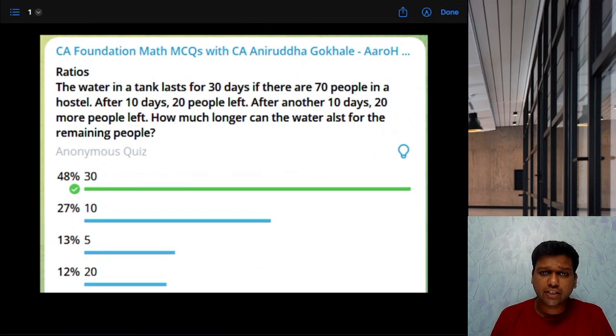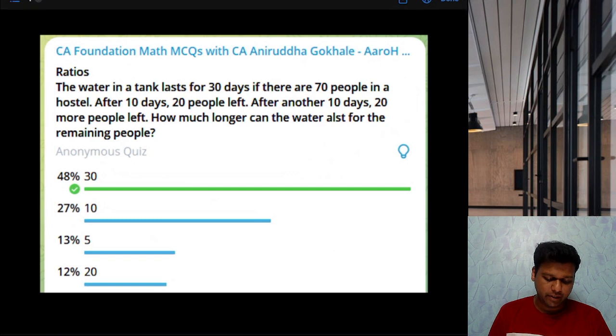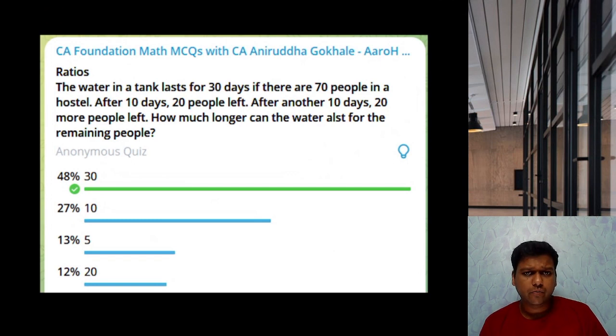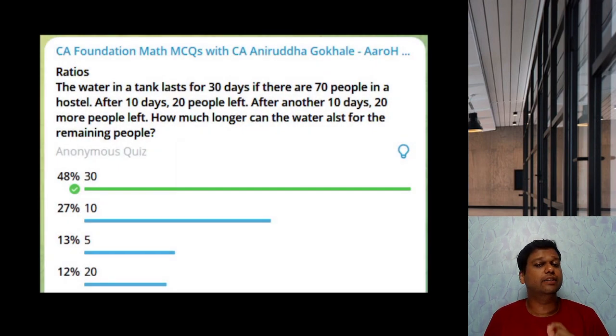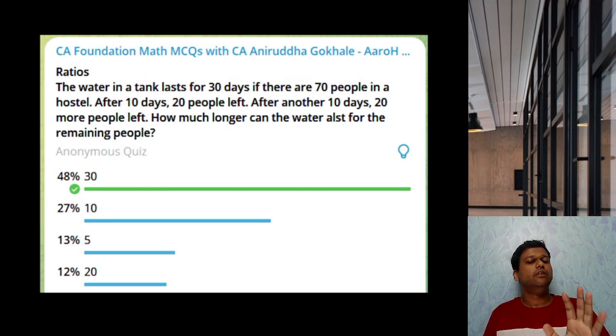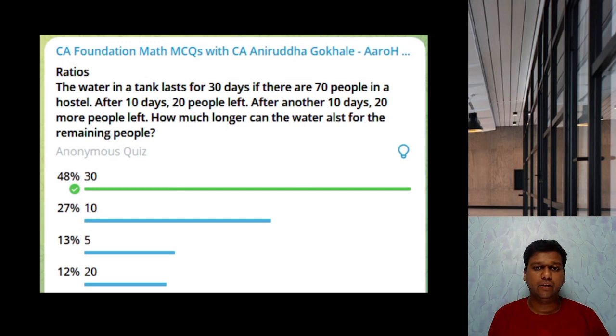Water in a tank lasts for 30 days if there are 70 people in the hostel. Whenever a question is like this, water and number of people, or food and number of people, we need to find the answer in terms of a composite unit. What is a composite unit? Water is of such quantity that it can last for 30 days for 70 people.